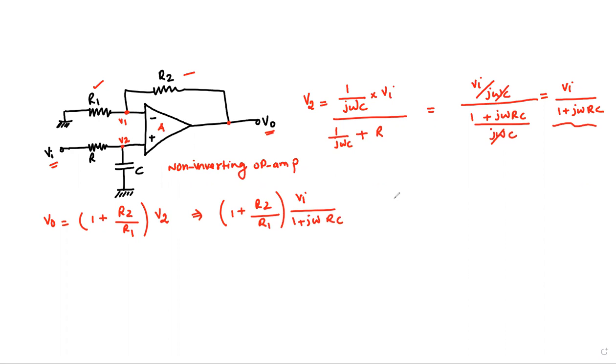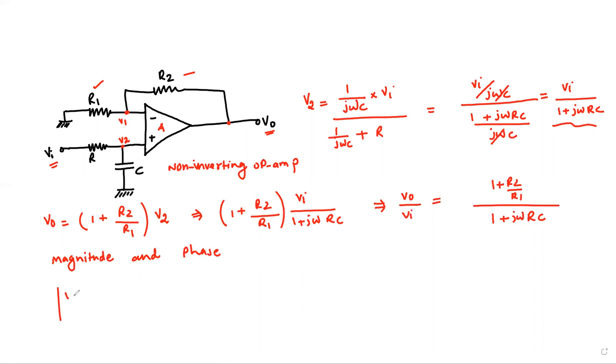So what we see here, we can then obtain the ratio of the two voltages, which is output voltage divided by the input voltage. And that comes out to be 1 plus R2 over R1 divided by 1 plus j omega RC. So that's our output voltage. Now the task here is to obtain the magnitude and the phase response. And the phase.